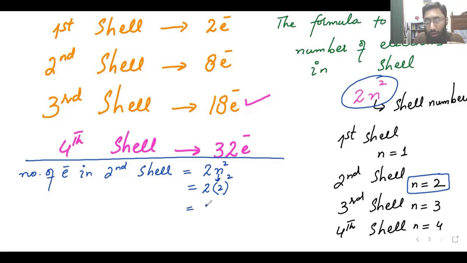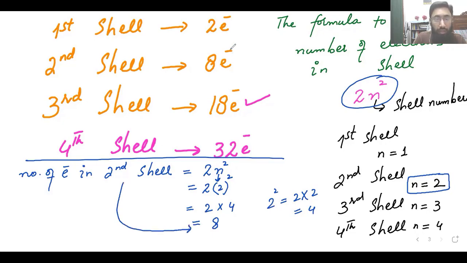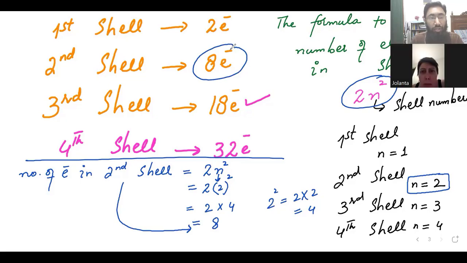And when we solve this, 2 raised to power 2 is equal to 2 times 2. You will get 4. 2 multiplied by 4, you will get 8. So yes, this is the answer. The number of electrons in the second shell is equal to 8. And we already said this.